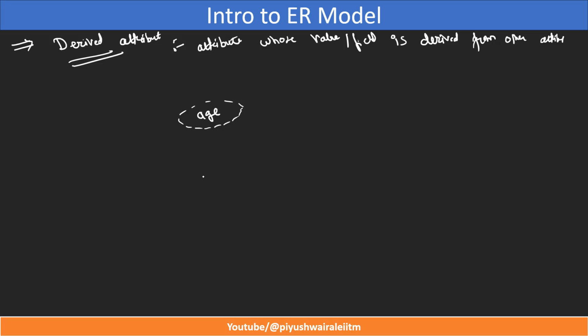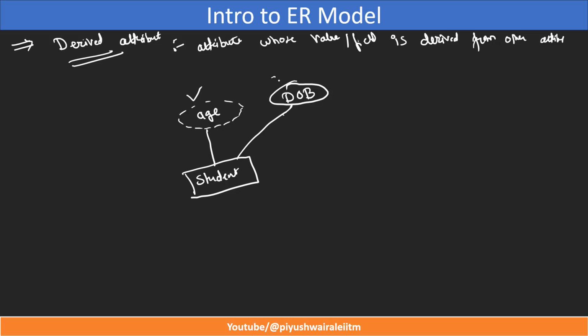Suppose we have a student entity represented by a rectangle, and this is our attribute. Now this age attribute is derived from a stored attribute, that is date of birth. A student has a date of birth, which is a stored attribute, and age is a derived attribute. So we are not creating a separate attribute for age; we are deriving it from date of birth. That's why it's a derived attribute, represented by this dotted ellipse.